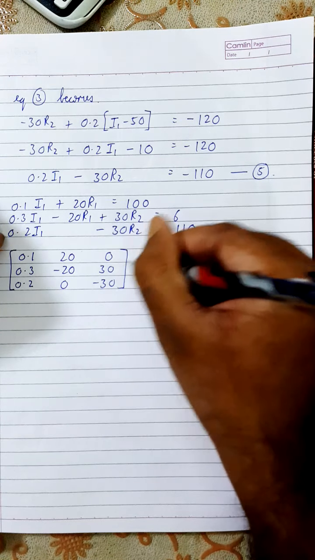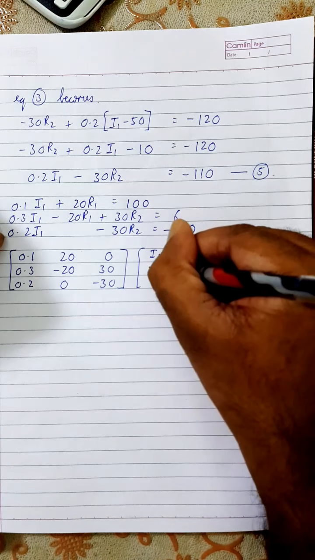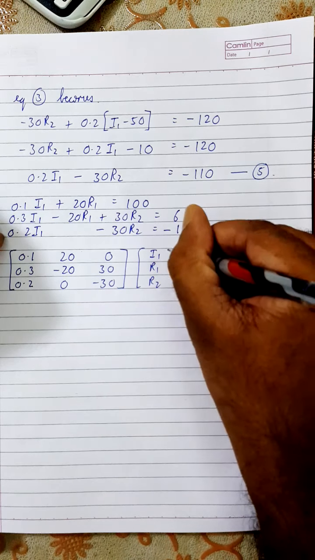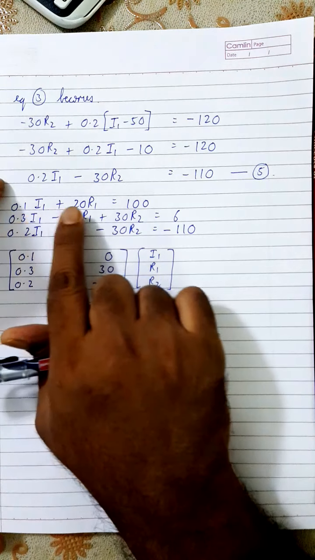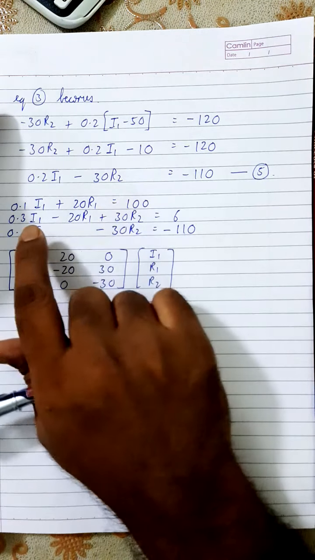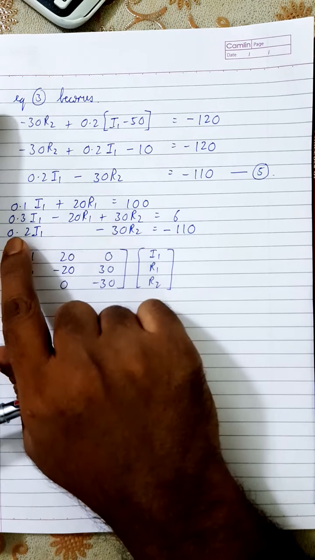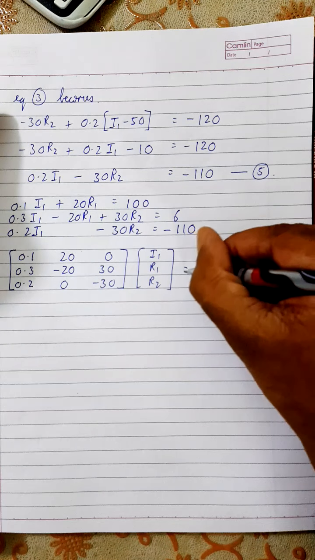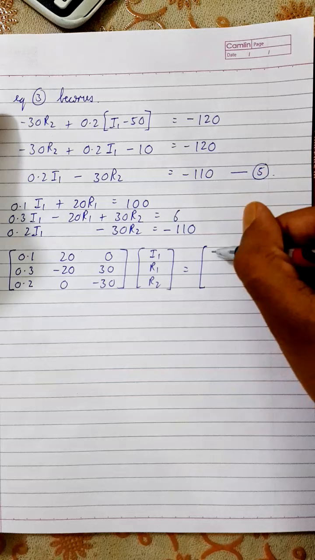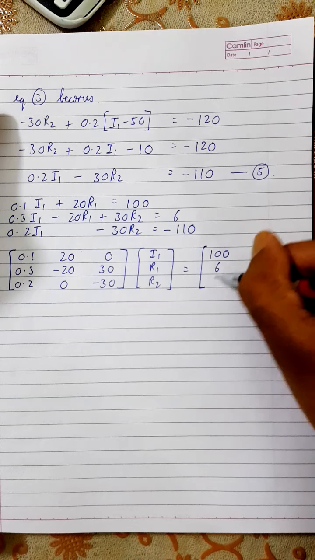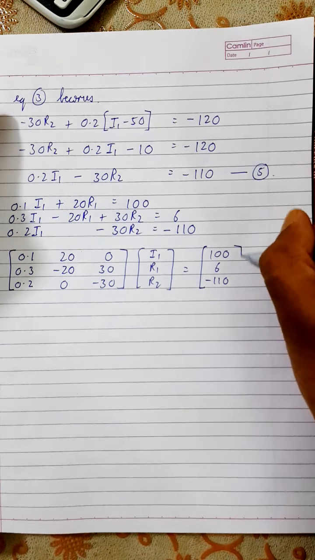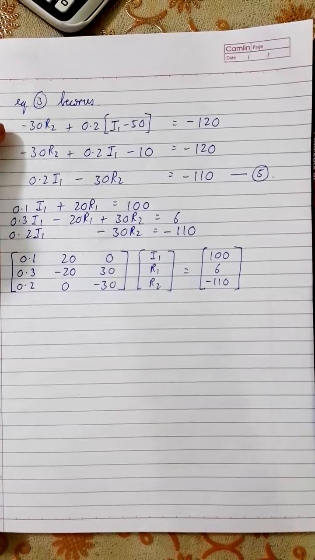The arrangement is I1, R1 and then R2, in all these equations. Here the coefficient of R2 is 0. Here it is 0.3, minus 20, 30. Here 0.2 for I1, R1 is 0 and R2 is minus 30. That's why I have written it like this: I1, R1, R2 is equal to, and the other side of the equation is 100, 6 and minus 110. This is exactly the same as your mesh analysis in the previous problems.